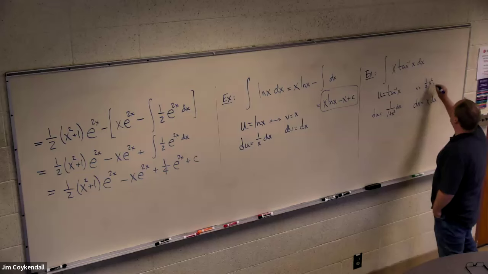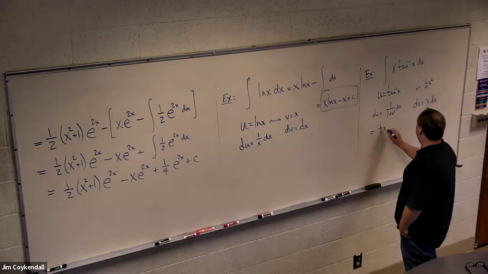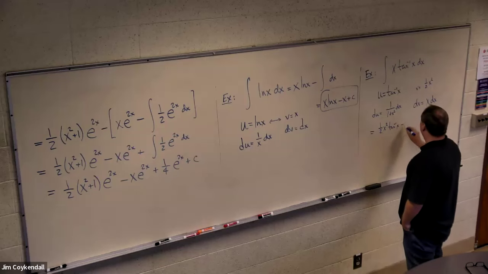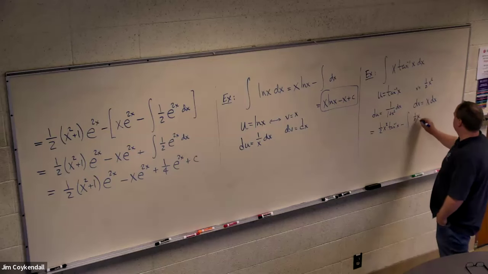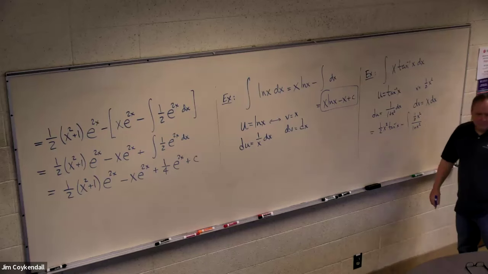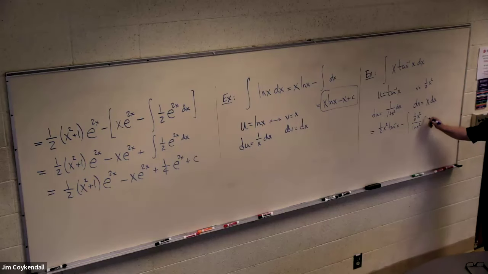That's going to give me a chunk of this. One half of x squared times the inverse tangent of x, minus. Everybody get that one? Yes. That one.